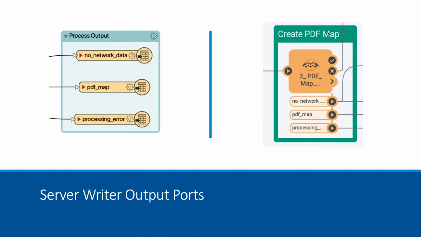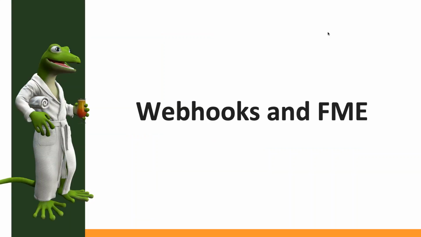And those server ports are now tied to this new server writer. So there's a new FME server writer that's been introduced, and that basically gives you these output feature types. And those output feature types map to those ports within the automation. So the data you send to PDF map will come out of that PDF map port there. The one that has no network data goes through the no network data port as part of that process. Again, it just makes things a little bit simpler.